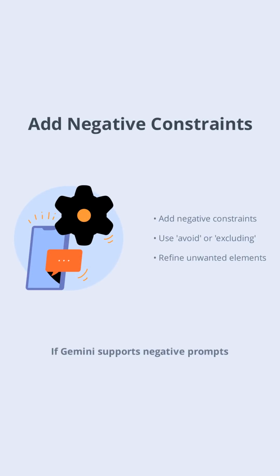If Gemini supports negative prompts, this is where you can fine-tune your results. Negative constraints help you tell Gemini what to avoid in the generated image. For instance, you might specify, avoid blurry visuals, duplicate faces, bad anatomy, or watermarks. Some image AIs interpret these as avoid or excluding language. If you're unsure whether Gemini supports this, try including your constraints and see how the results differ. This step is especially useful for refining your images and ensuring unwanted elements don't appear.